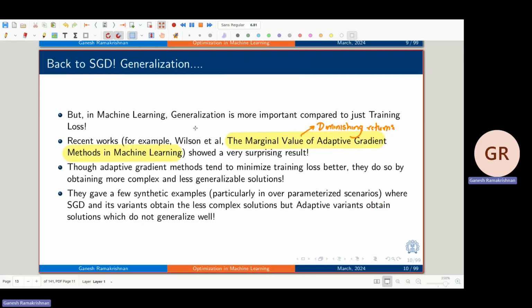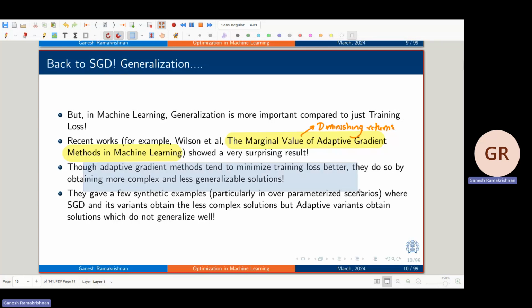Then there is also an interesting paper. I don't know if anyone has picked this up for a seminar reading. There's a work by Wilson which talks about the marginal value of adaptive gradient methods in machine learning. It says that with all the advantages, adaptive is helpful, but it's not the big game changer here. It's good for theory. Momentum is actually the big game changer. So that's a point here.